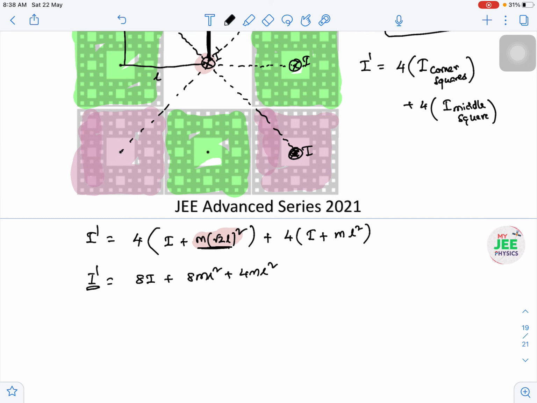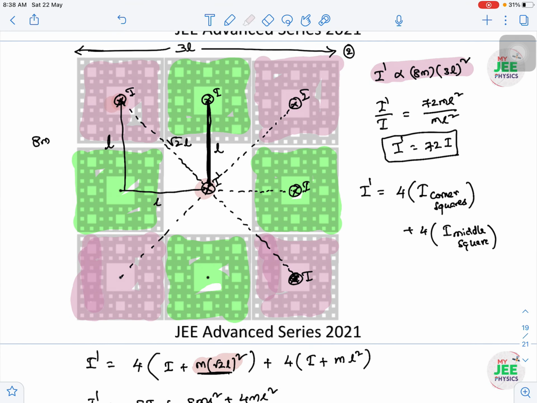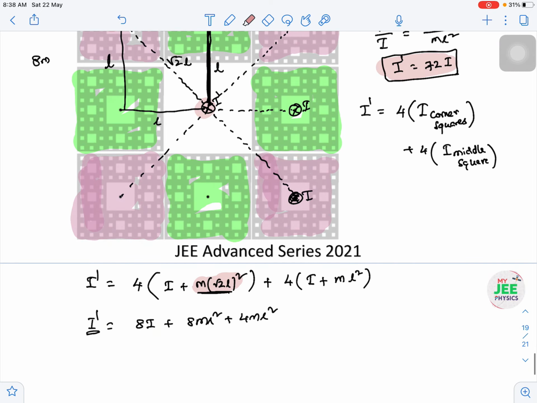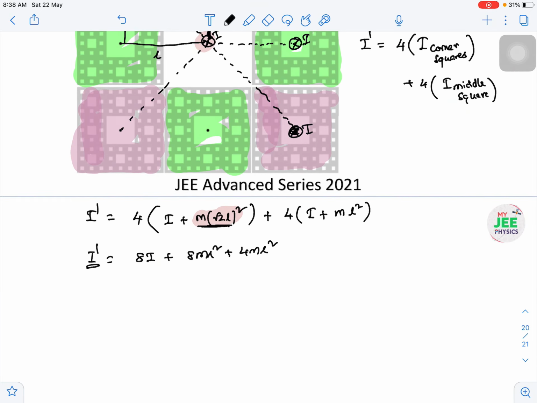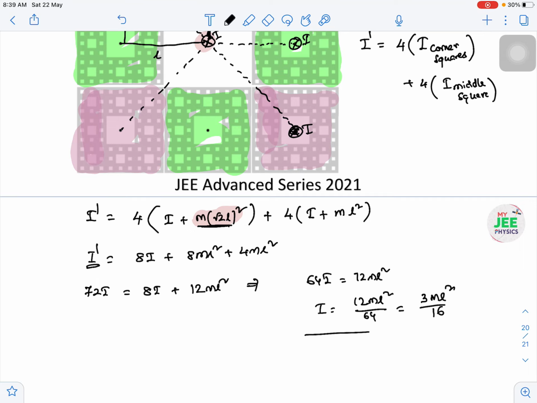But we don't require the I dash value, we require the I value. And what is the relation between I dash and I? I dash is related to I by 72 I. So 72 I is equal to 8I plus this 12 ml square. Then we can find the I value. 72 minus 8, 64 I is equal to 12 ml square. So the I value is equal to 12 ml square by 64, which I can write as 3 ml square by 16. So this is the required moment of inertia of the plate.